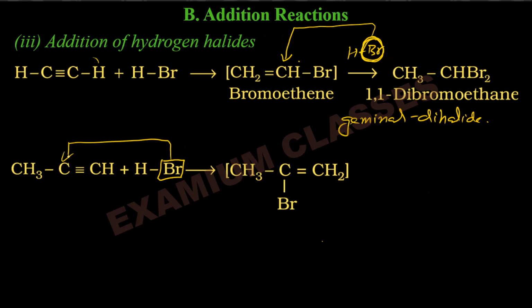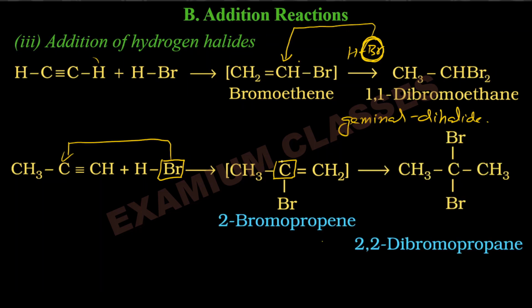And then again when the reaction takes place, now with the double bond, the carbon which has less number of hydrogen atoms, again the same. So further addition of bromine will take place on the same carbon. Again you will get geminal dihalide, meaning the halogens are on the same carbon: 2,2-dibromopropane. If these reactions happen to appear in your exam, you should be able to write them if you remember the rule.